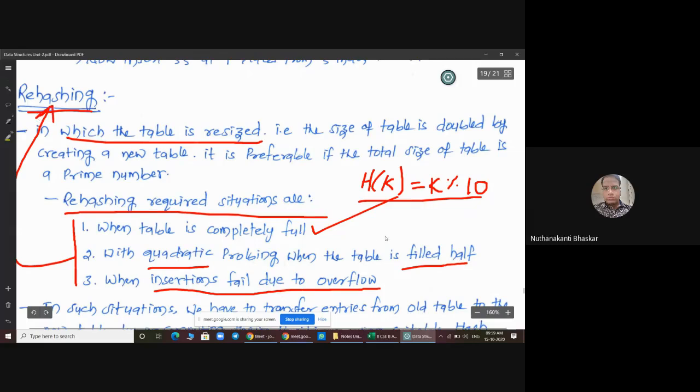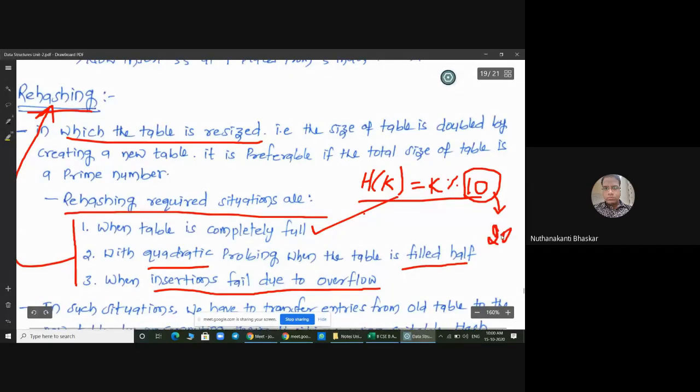The rehashing mechanism is nothing but we are going to double the size of the table. To double the size of the table means what? Before the collision occurred, what is the table size? We have taken 10 here. Now double the size means what is your answer? What is the divisor now? 20. But this is the 20 directly.